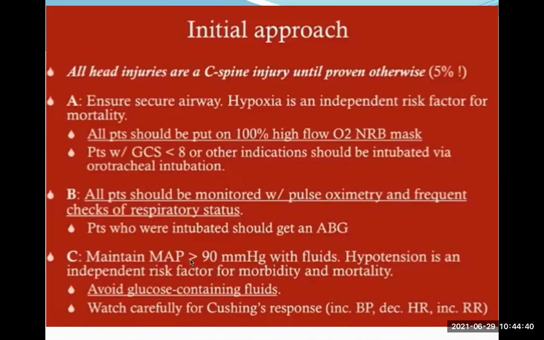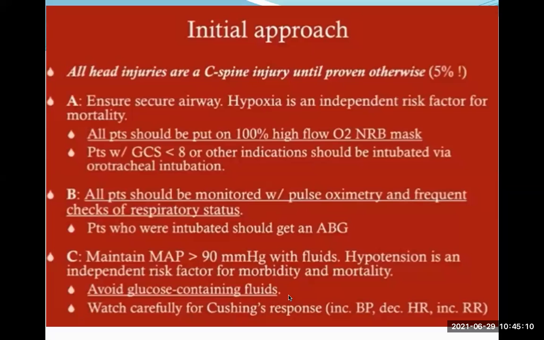Maintain mean arterial pressure more than 90 with fluids. Don't allow it to drop less than 90. If it is less than 90, then cerebral perfusion pressure cannot be maintained. Hypotension is an independent risk factor for morbidity and mortality. And one other thing, avoid glucose containing fluid. I think I have explained this point before, but let me ask this question to you. Why are glucose containing fluids not used in case of head injury?